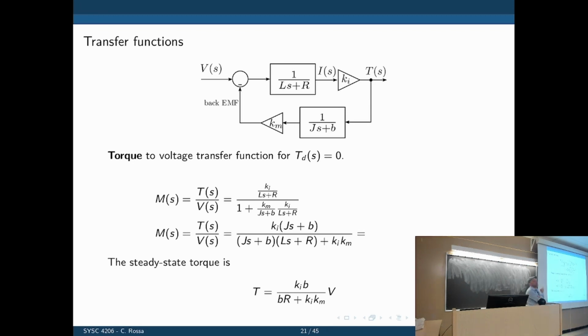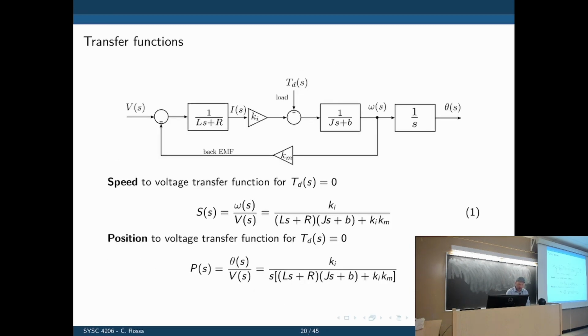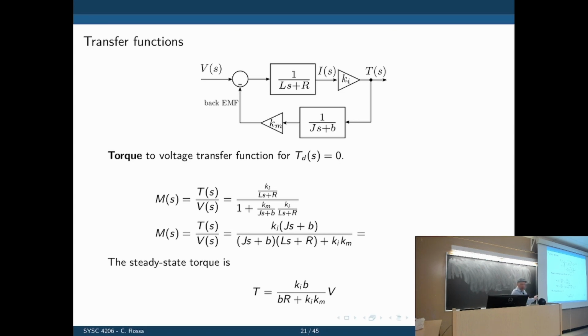Now, do you see any similarities between this transfer function and the previous ones? First of all, the denominator is the same for all of them, except for the speed. If you look at the speed transfer function, the denominator is the same. The numerator has Ki. This one has exactly the same, except that the numerator has Js plus B. So this is the same as the speed transfer function times Js plus B.